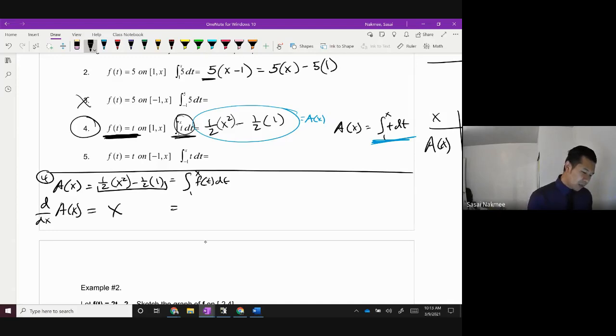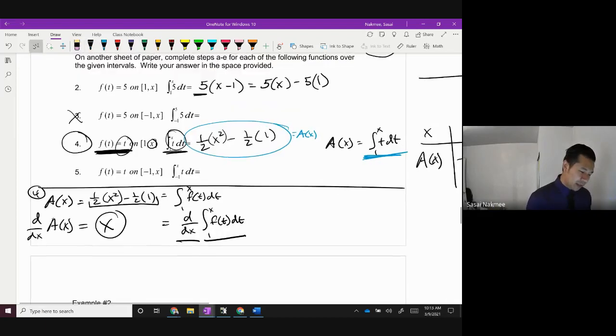That's going to be equal to the derivative with respect to x of the integral from 1 to x of f of t dt. And what's kind of interesting about this is that if I take the derivative of something I take the integral of, I just end up with the original function evaluated at x. I know this sounds weird, but hear me out.